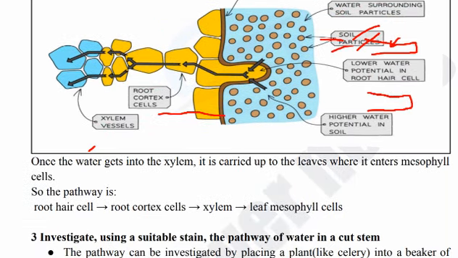So in the simplest terms, in Cambridge they have explained that the water will move from the root hair cell to the root cortex cell, then from the root cortex to the root xylem vessels, the stem xylem, then the leaf xylem, and then it reaches the leaf mesophyll cells. But here there is one more thing which they missed, that is the endodermis.